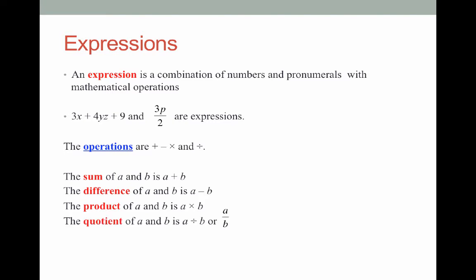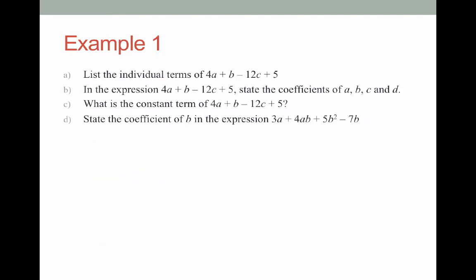If I say the quotient of A and B, it means A divided by B. Or we could write it as a fraction as A over B. They both mean divided by. Finally, if I said the square of A, I would mean A to the power of 2, or A squared is a shortened way of writing that. Let's take a look at an example.